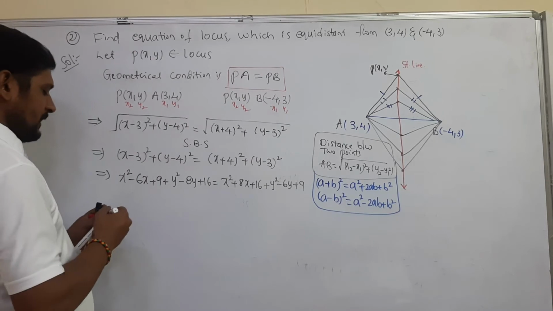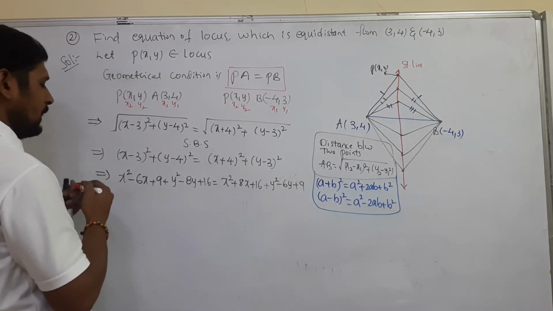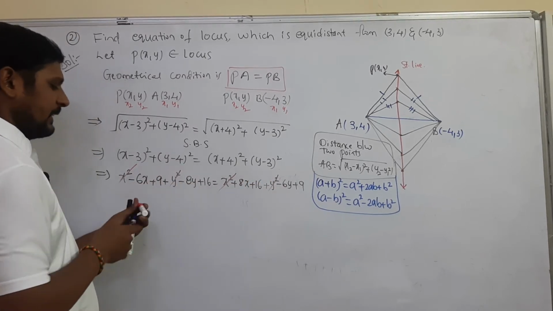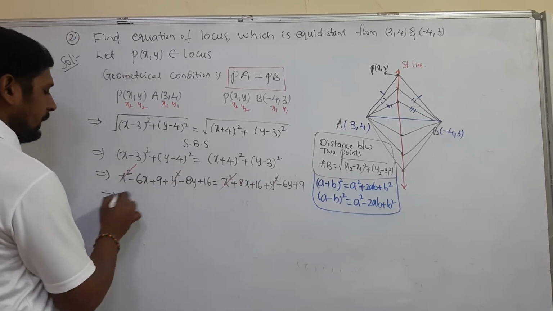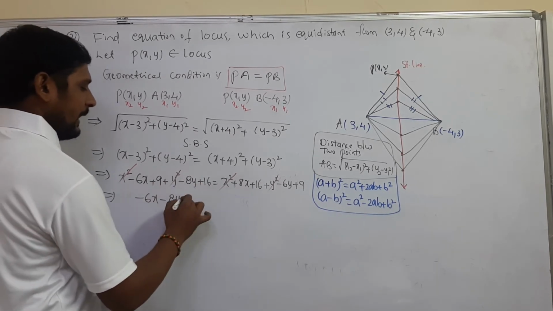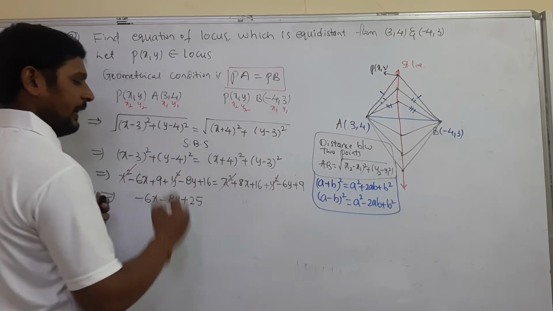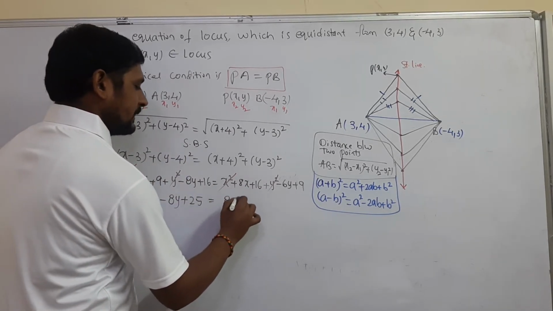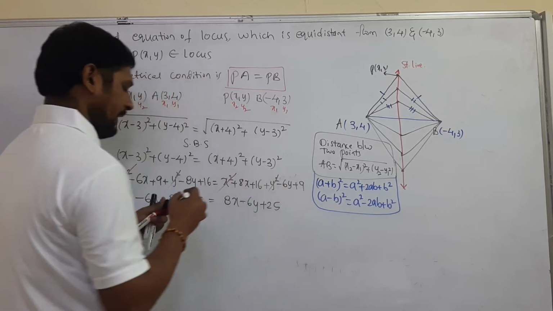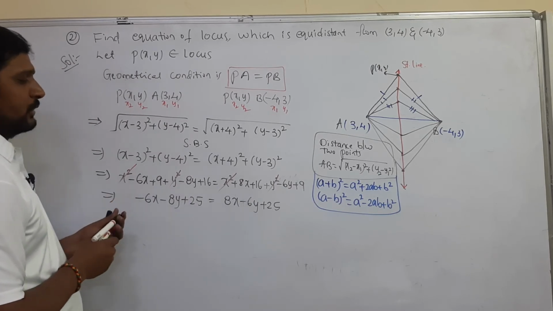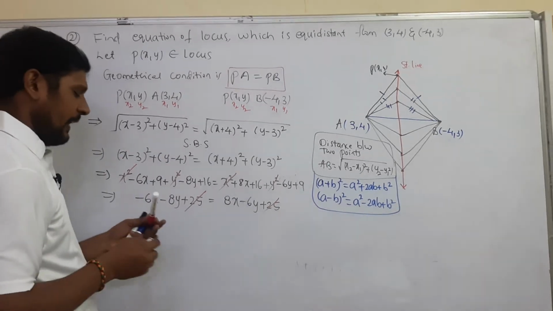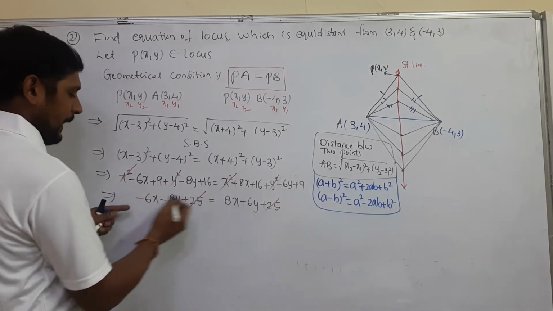Now if you see here, both sides have some common terms, so you can cancel them: x square as well as y square, and write the remaining terms. What are the remaining terms? The remaining terms are minus 6x minus 8y, 9 plus 16 is 25, equals 8x minus 6y, 16 plus 9 is 25. Again, both sides have 25 common, so you can cancel that 25, and the remaining terms are 8x and minus 6x.